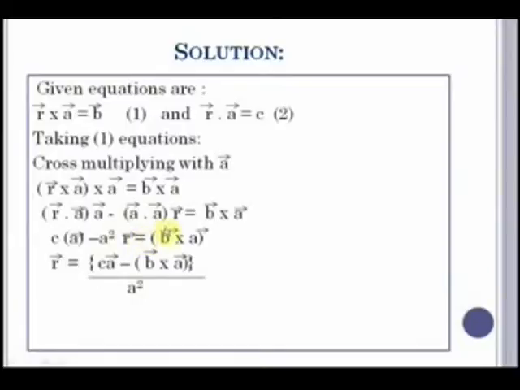So this would be equal to B cross A, or we get vector R equal to C times vector A minus B cross A whole divided by A square. Thus the value of R, which is the unknown, is equal to C times A minus B cross A divided by A square. So this is the way we actually solve a vector equation.